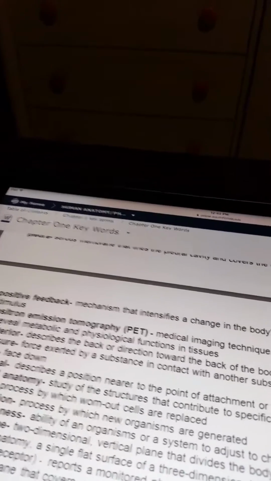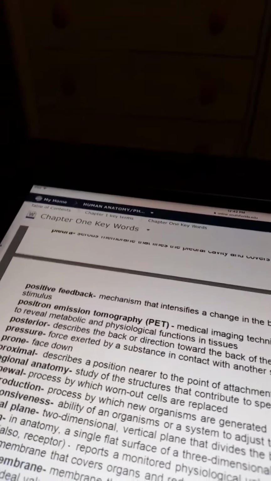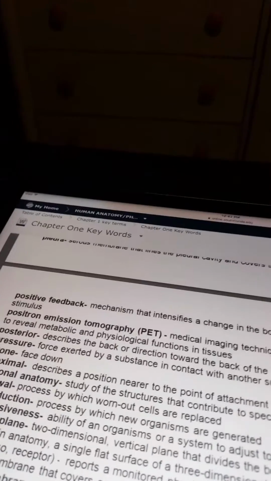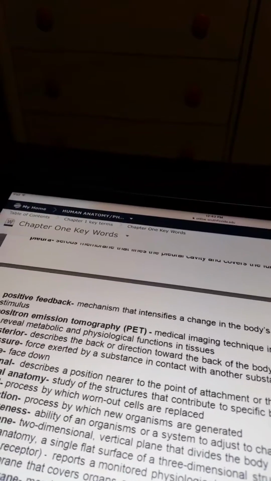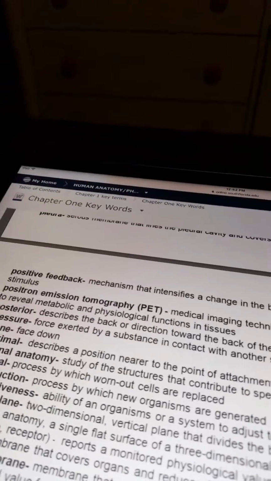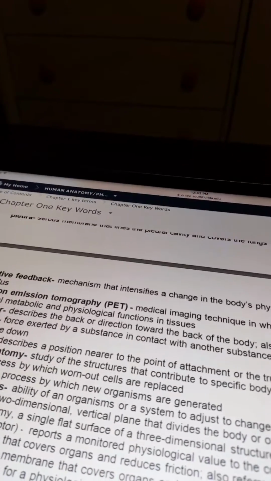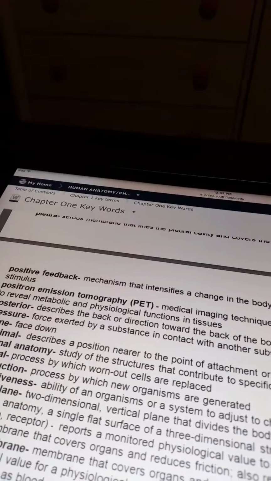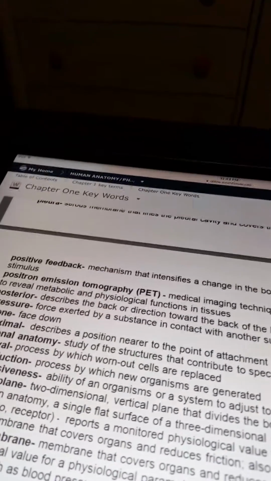Posterior, describes the back or direction toward the back of the body, also called dorsal. Pressure, force exerted by a substance in contact with another substance. Prone, face down. Proximal, describes a position nearer to the point of attachment or the trunk of the body. Regional anatomy, study of the structures that contribute to the specific body regions.